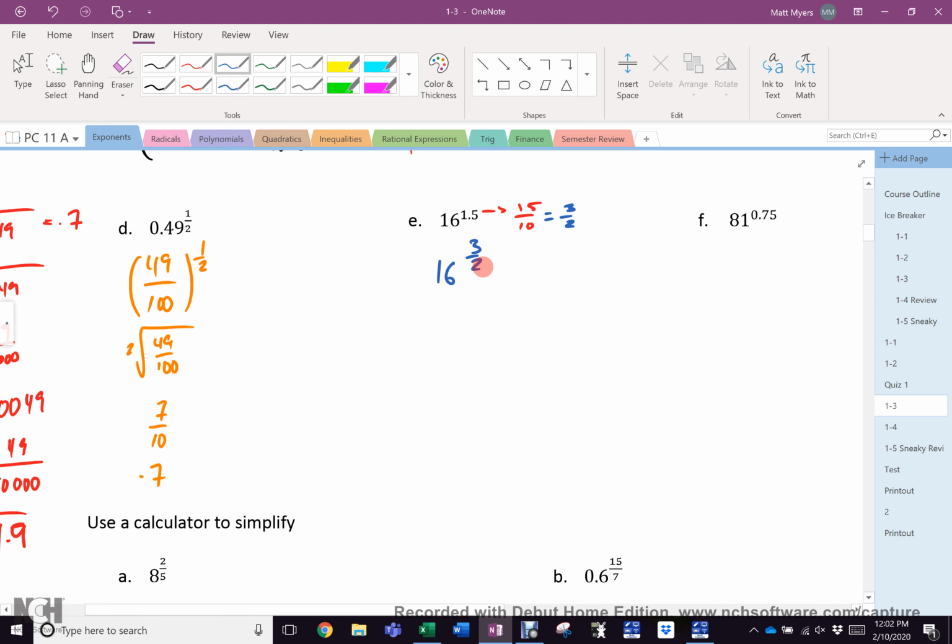And of course, you know what to do with that. That becomes the square root of 16. And in my head, I say to myself, I know the square root of 16, so I'm going to leave it whole, and I'm going to put the 3 out there. What is the square root of 16? 4. Cubed. 4 times 4 times 4. 64.